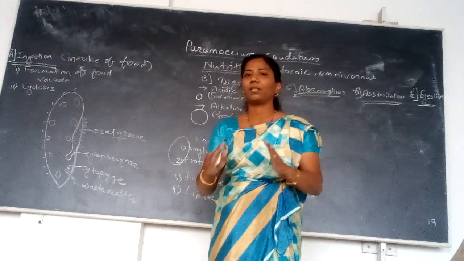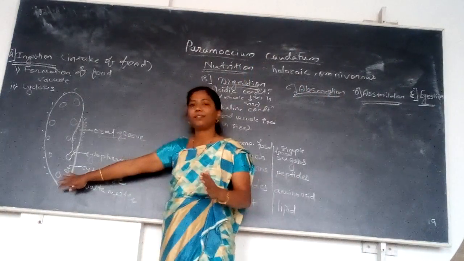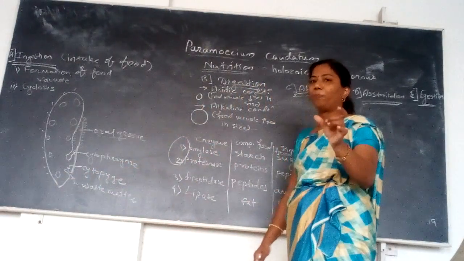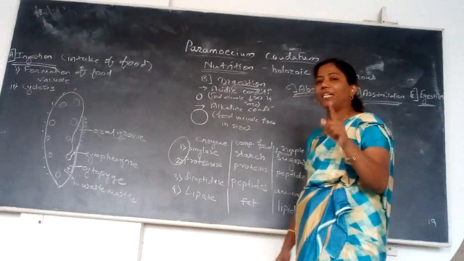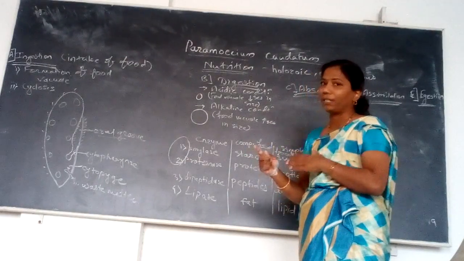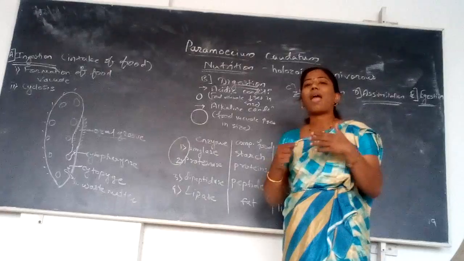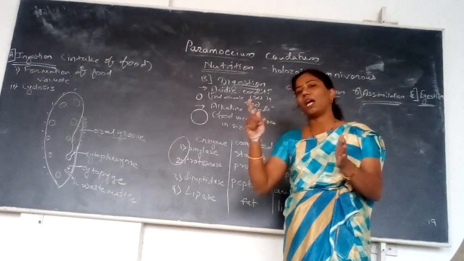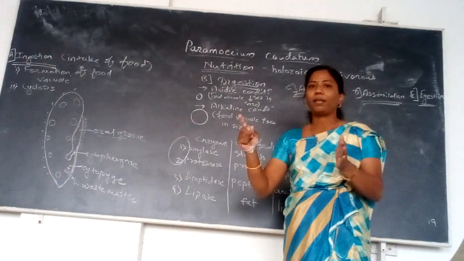The food molecule is digested when it shows a specific type of pH. Initially, the acidic pH is there, and slowly the pH changes to alkaline. Some of the enzymes may remain active in the acidic condition, while some of the enzymes may remain active during the alkaline situation.